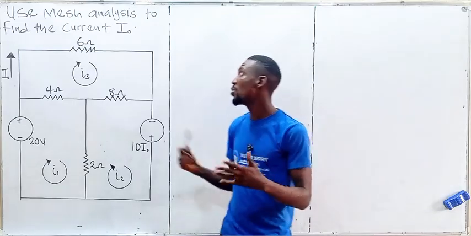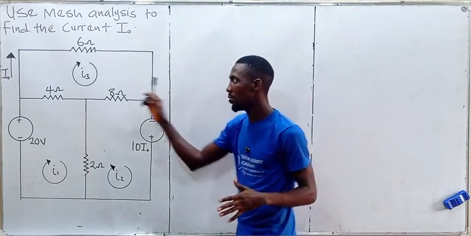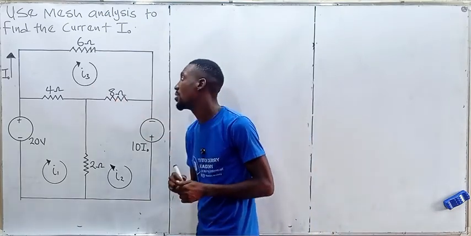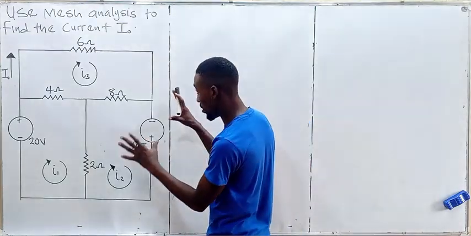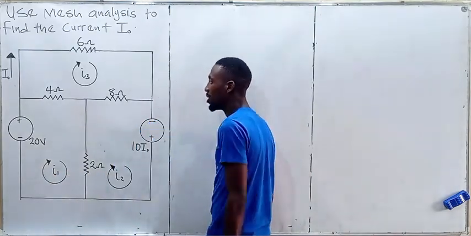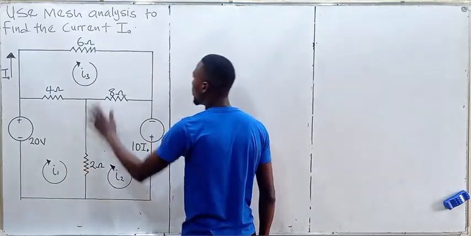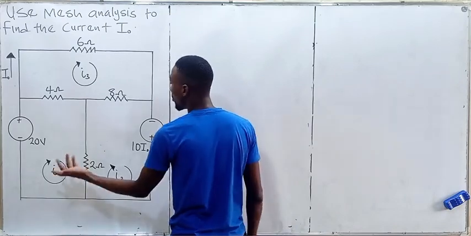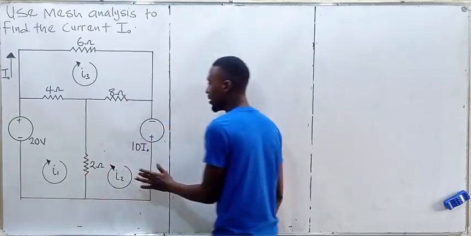All right, we are going to be solving the above question using mesh analysis. So we'll be finding I naught. Originally they'll just give you this question. You are going to be the one to insert your mesh current. So we have three meshes: mesh 1, mesh 2, and mesh 3. You can name your own however you like.